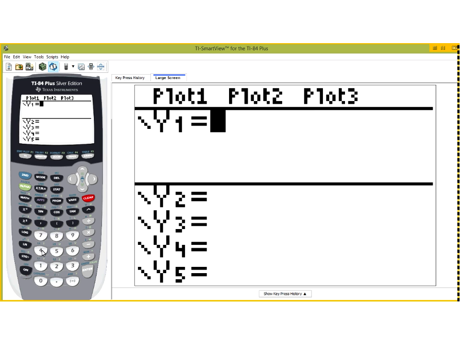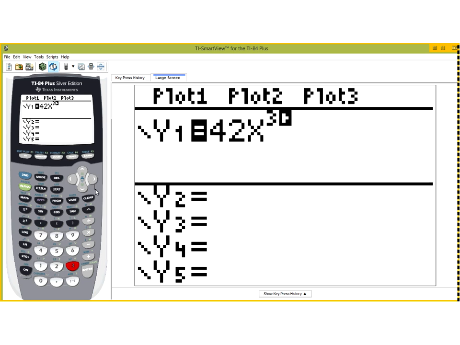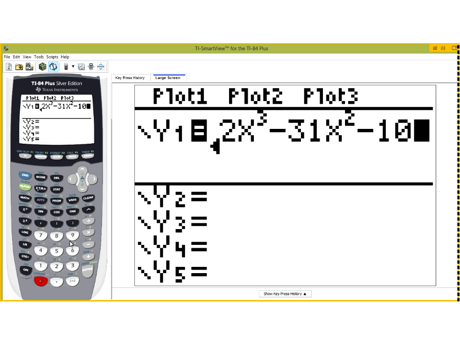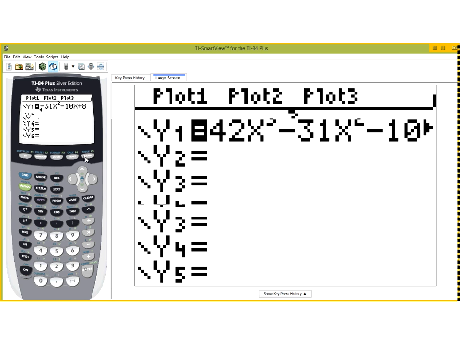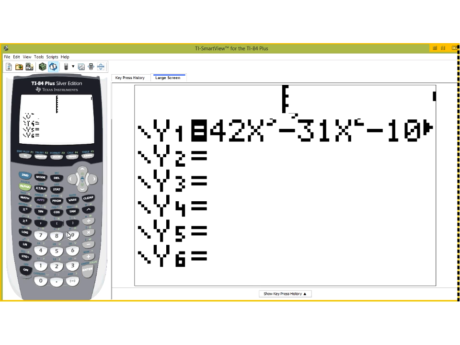by graphing. So 42x cubed minus 31x squared minus 10x. Whoops. It will not like that. Plus 8. Okay, so we graph.